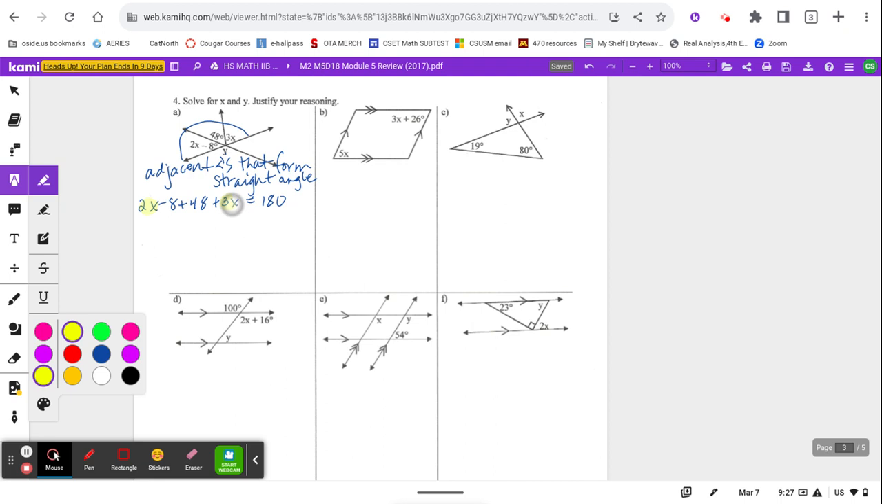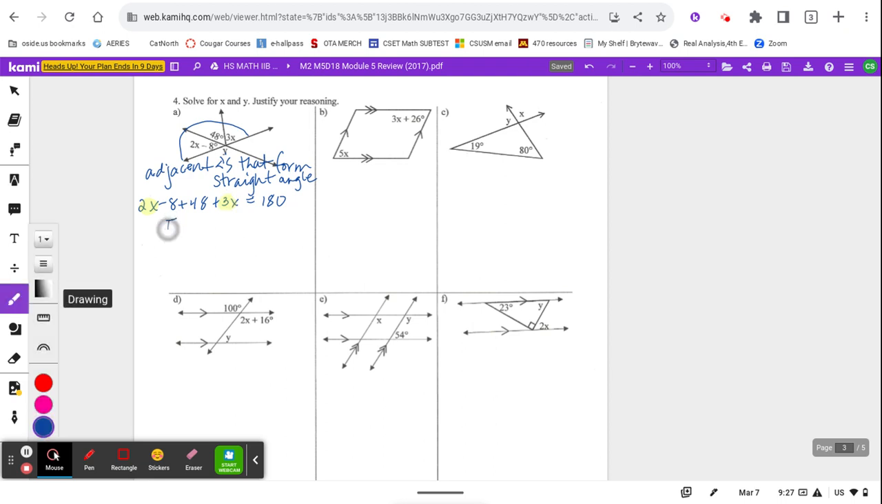And then I've got 2x's and 3x's for a total of 5x's. 40 minus 8 is plus 40. So that leaves me 5x equals 140. 5 goes into 14 two times. And remember that all of our answers are going to be in degrees because we're talking about angle measures here. And so that's only one of my answers.